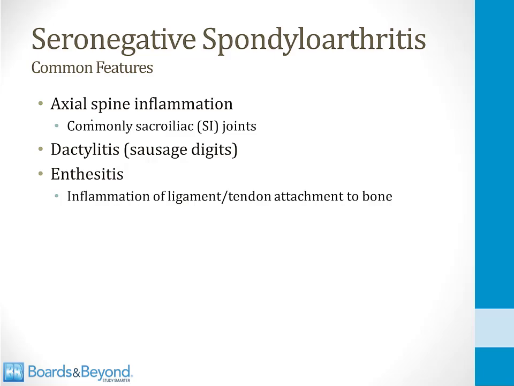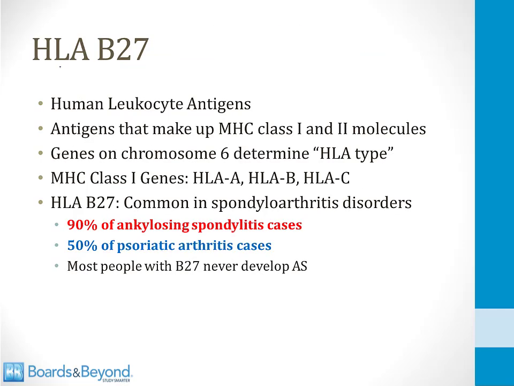So in many of these disorders, there is axial spine inflammation. That's why they are called spondyloarthritis conditions. Classically, this involves the sacroiliac joints, which is in the lower spine and presents as lower back pain. Also, many of these conditions involve dactylitis, that's swelling of the fingers, classically described as sausage digits. This occurs because there's swelling of the soft tissue around the joints in the fingers. And then finally, enthesitis is inflammation of ligament and tendon attachments to bones. This often happens where ligaments insert into the heel, and this leads to heel pain, which is a common feature of many of these disorders.